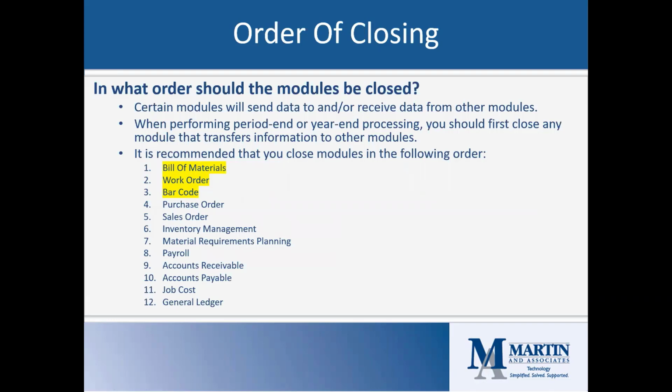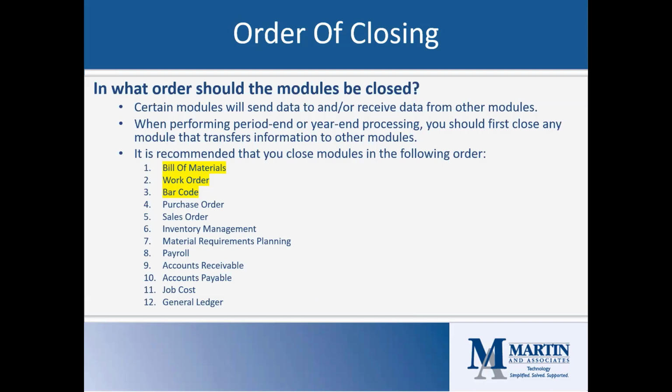So in terms of what order you should close your modules, this is a list that I put together that goes over somewhat of an order of how you should close your modules. You start at the top with bill of material and then work your way down to general ledger. If you do not have one of these modules, obviously you just skip that one and move on to the next one that you do have.